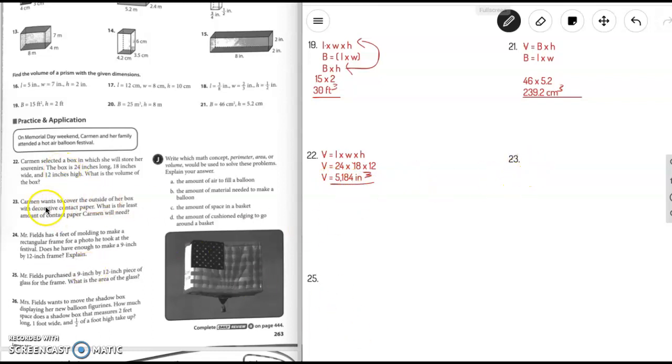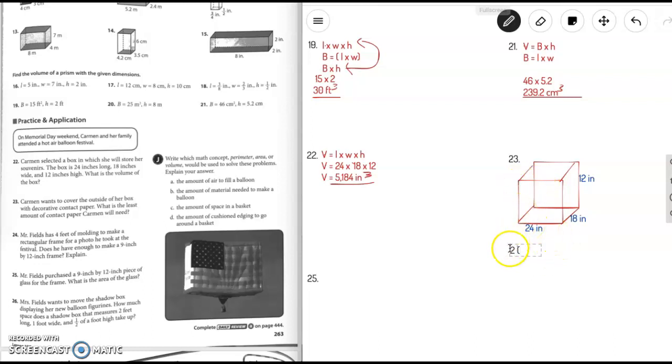Number 23. Carmen wants to cover the outside of her box with decorative contact paper. What's the least amount of contact paper that Carmen will need? To wrap this box, we need to find the surface area. So it's just reviewing our previous chapter from last week. I already drew the box here, 24 inches long, 18 inches wide, and 12 inches high. So let's do the front and back first. Since they're the same size rectangles and there's two of them, we're going to do 2 multiplied by length times width.